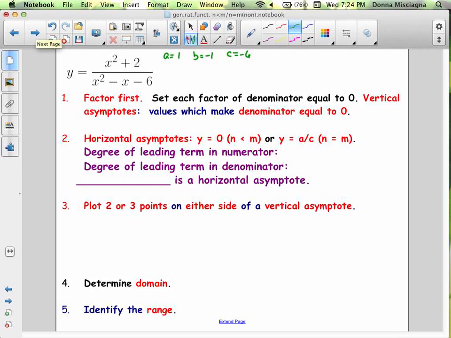1 times negative 6 is negative 6. So we need 2 numbers that multiply to give us negative 6, that's the a times c, but add to give us negative 1, and that's the b. And hopefully, you are right away thinking negative 3 times 2 is negative 6, and negative 3 plus 2 is negative 1. All right, so to factor, we keep the x squared. We replace the negative x with a negative 3x and a positive 2x.